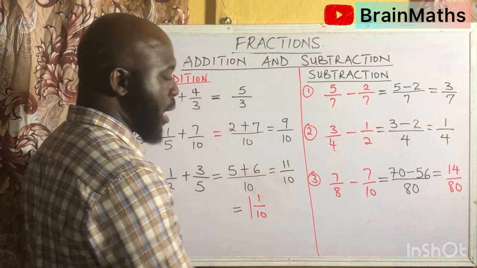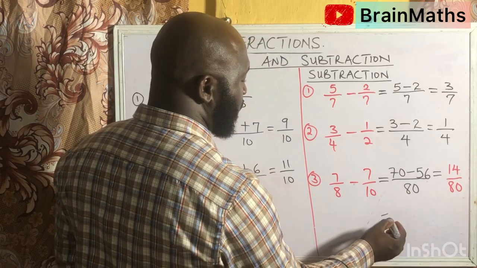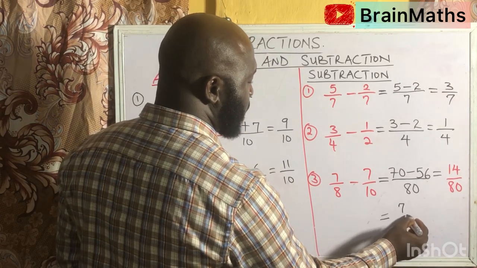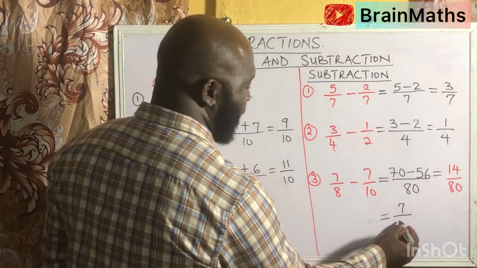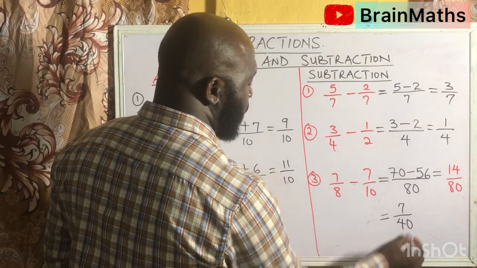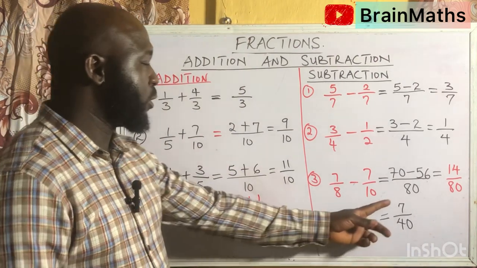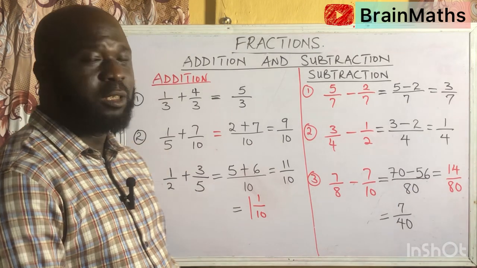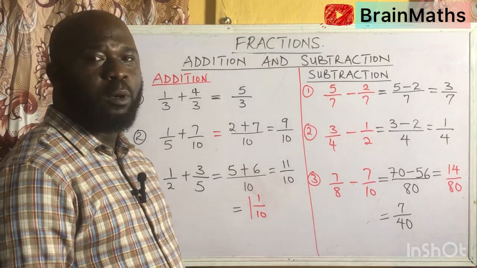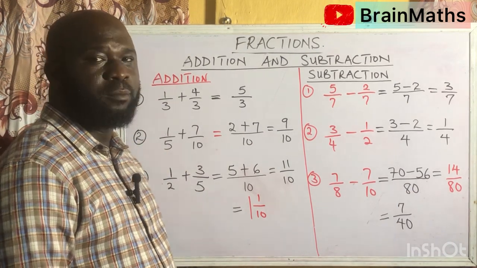So looking at 14 and 80, it is possible for us to divide the two of them by 2. How many 2 can we get in 14? That is 7. And how many 2 can we get in 80? That is 40. So 7 cannot cut 40, and the 2 are already giving us a kind of proper fraction.